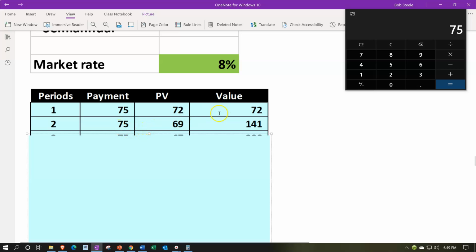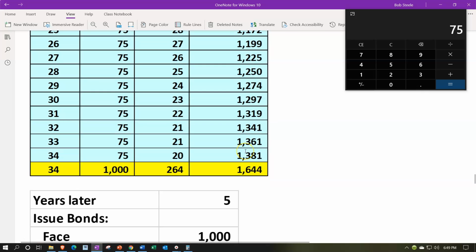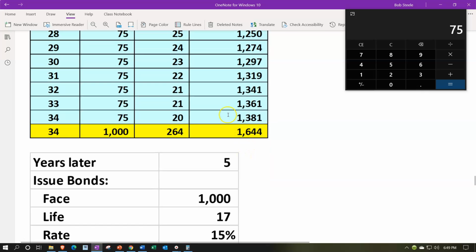The 69 plus the 72 is the 141. Third period, $75. Pulling that back 3 periods, 67 plus the 141 gives us the 208, and so on and so forth, all the way down for all these 6-month periods, not years, 6-month periods. We get to that 1381 again, rounded, no pennies, no decimals added this time.